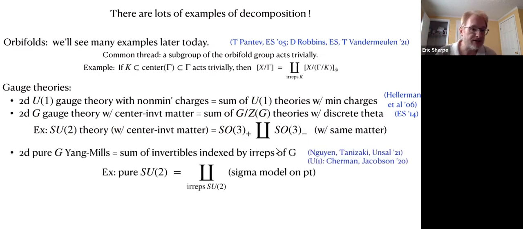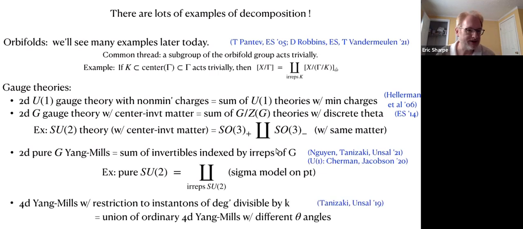Another example, a more extreme example that was worked out just within the last couple of years. If I take pure Yang-Mills theories in two dimensions, those are the same thing as a sum of what are called invertible field theories, essentially sigma models on points, trivial field theories, indexed by the irreducible representations of G, essentially because in a pure gauge theory, the entire gauge group acts trivially.